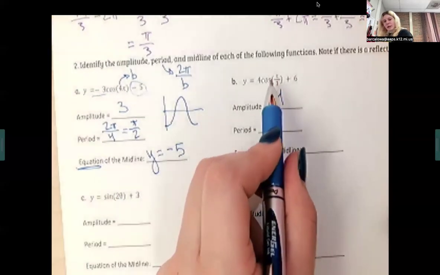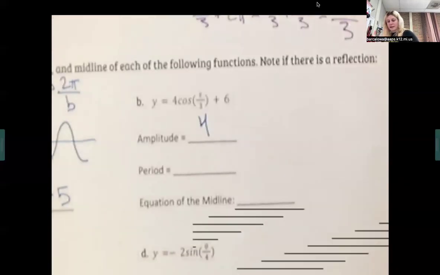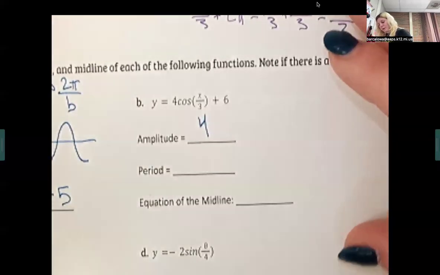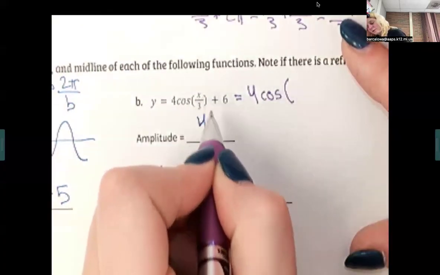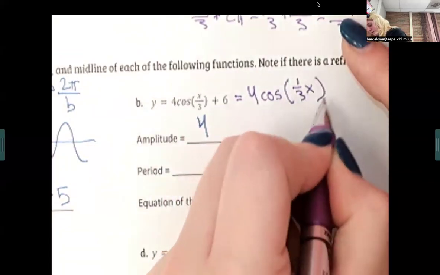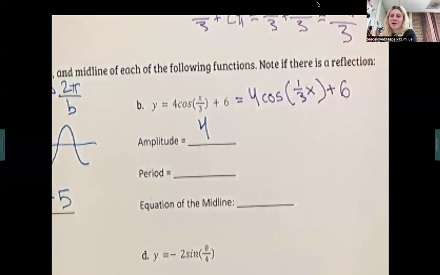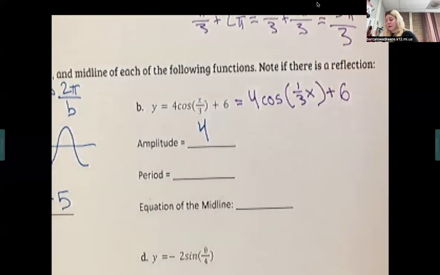Period is a little tricky, huh? I've got x over 3. I like to rewrite these, okay? Let's rewrite this together. I'm going to rewrite this to be, okay, 4 cosine. Instead of x over 3, I'm going to say 1/3 x plus 6. Okay, that makes it a little easier for me to see the number in front of x, which is our b value, right? So 1/3 is our b value, okay?